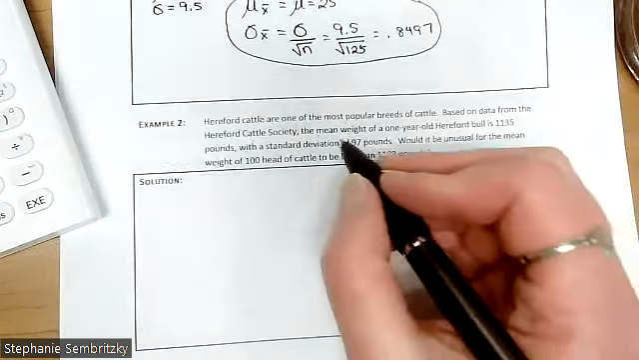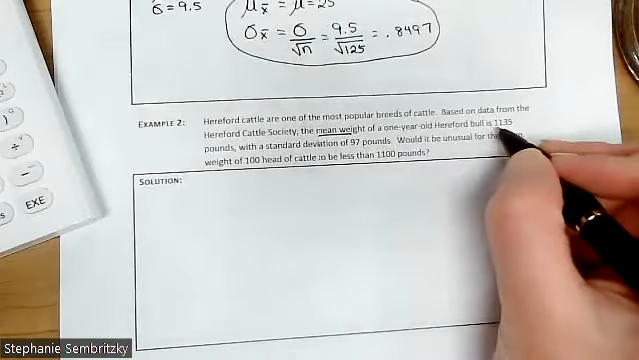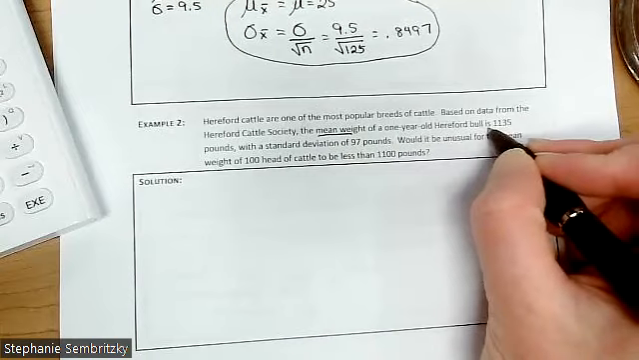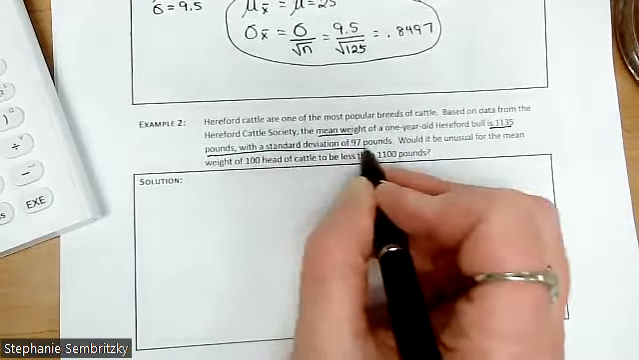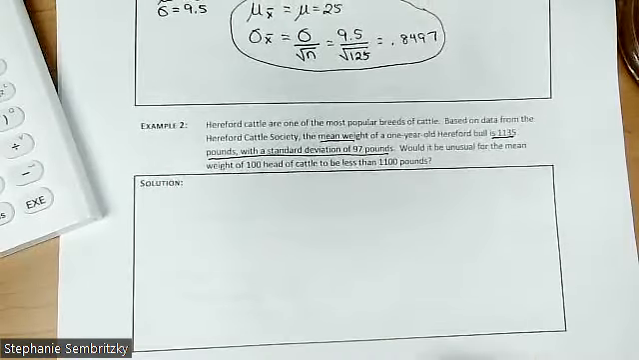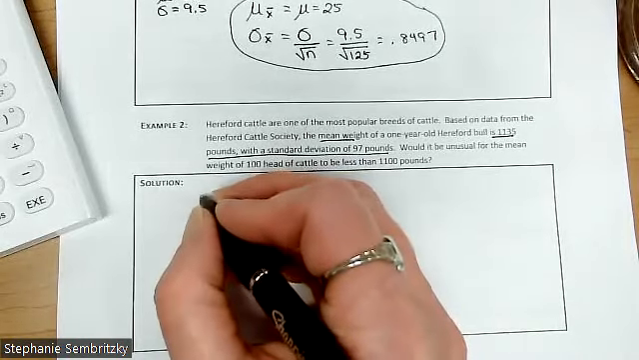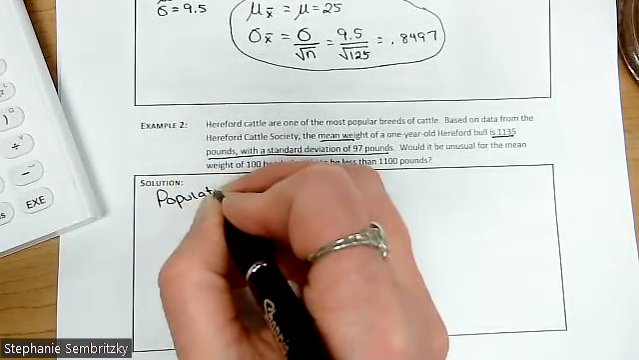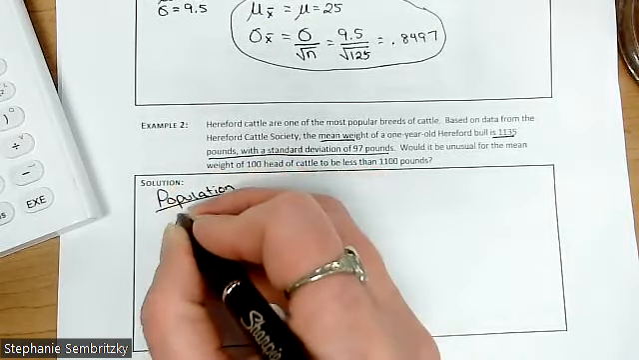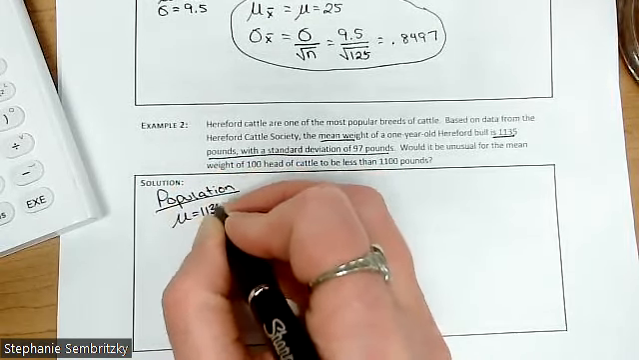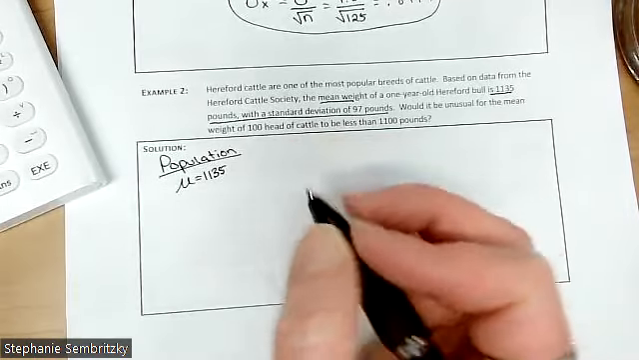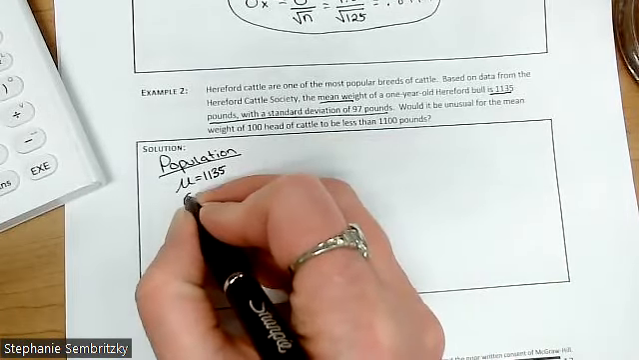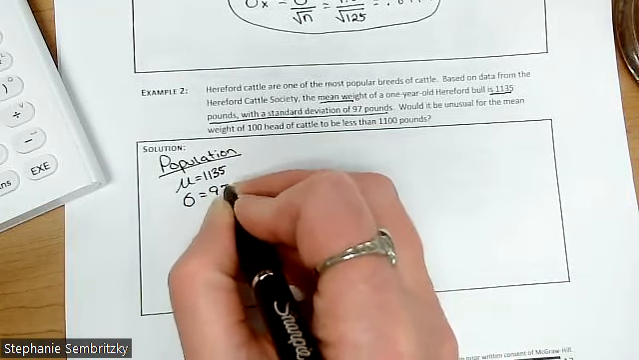Cattle are one of the most popular breeds of cattle based on the data from the Cattle Society. The mean weight of a bull is 1135 pounds with a standard deviation of 97. That's talking about a population amount. So population mean is 1135. This is from years and years and years of data. And the standard deviation is 97.